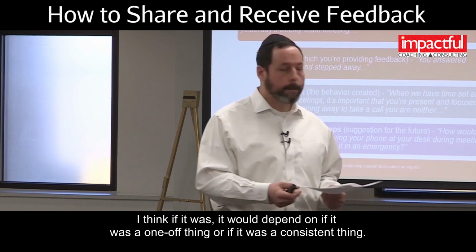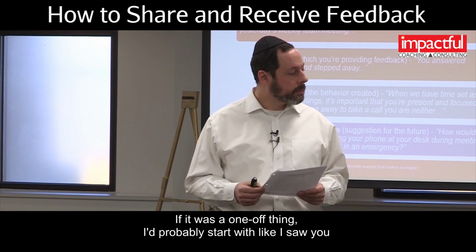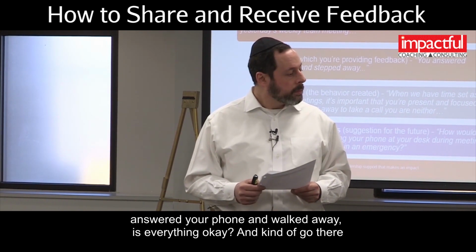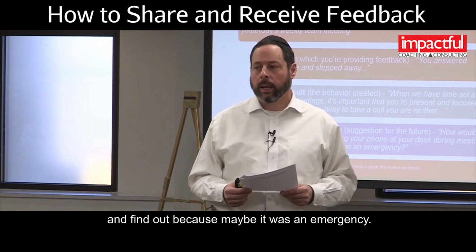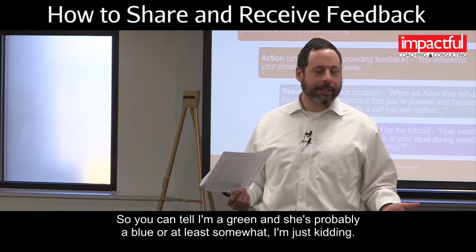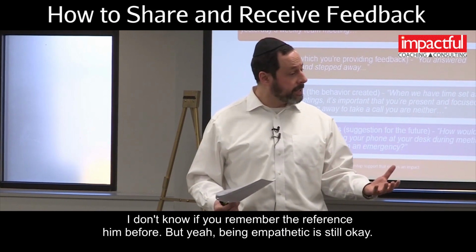I think it would depend if it was a one-off thing or if it was a consistent thing. If it was a one-off thing, I'd probably start with, I saw you answered your phone and stepped away, is everything okay? And kind of go there and find out, because maybe it was an emergency. So you can tell I'm a green and she's probably a blue, or at least somewhat. I'm just kidding. But you remember the reference from before. But yeah, being empathetic is still okay.